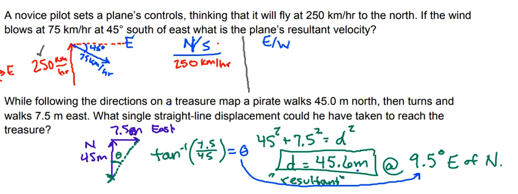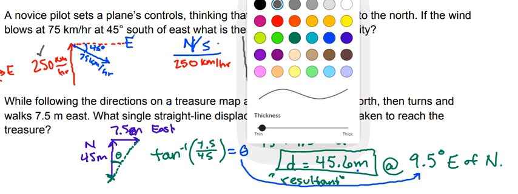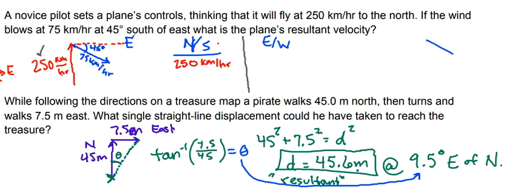We're done with that. The next thing we have to do is the 75 kilometers per hour. So I'm going to redraw that over here. 75 kilometers per hour. There is the 45-degree angle. And we've got two components to it. We have an x component. In what direction is that pointing? Hopefully you said east. Then we have this y component, or a north-south component, and that's pointing towards the south.